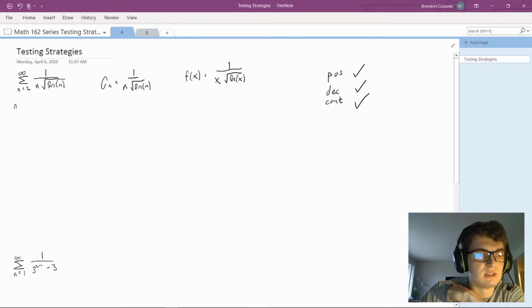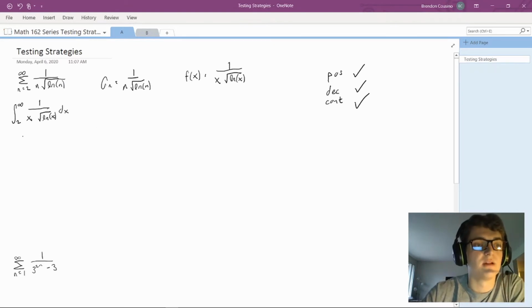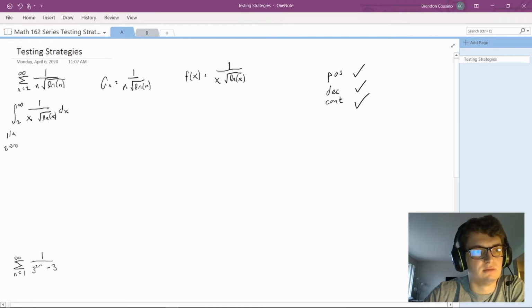So the integral test says we're going to do the improper integral from k, which is 2 in this case, to infinity, of our function of x. So 1 over x square root of ln of x dx. Okay, so now let's go ahead and solve the improper integral. So this is going to be the limit as t approaches infinity of the integral from 2 to t of 1 over x square root ln of x dx.